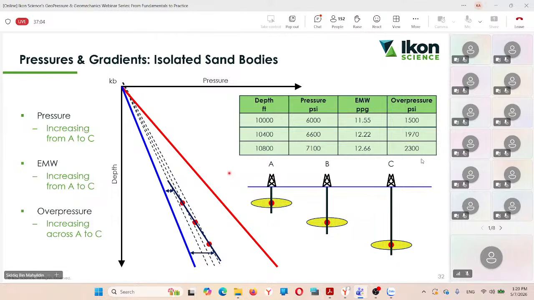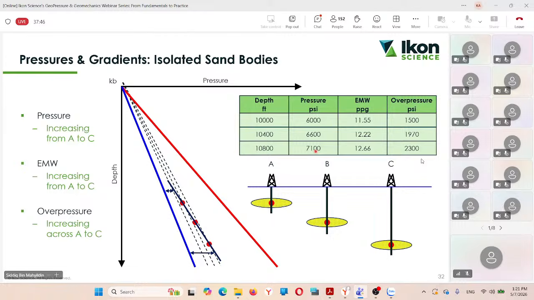An example of disconnected sand: over here, I have isolated sand bodies. This could be a case of perched water or different stacked layers of sand, for example gas, which could happen when we have a different pressure regime and so on. It happens quite often in Gulf of Mexico, offshore Africa, and even around here as well. So you can see I have three different sands over here, A, B, C. They are all at different depths, right? And when we take the pressure reading, the average pressure reading is increasing from 6,000 up to 7,100.